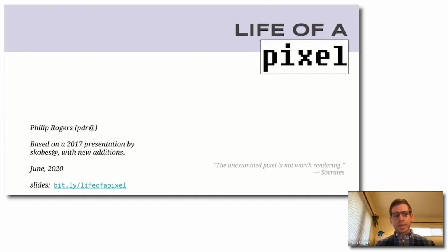So my name is Philip, and I'm the TL of the Paint team within the rendering team. And I've been at Chrome for about 8 years. And as I hope this talk shows, there are a lot of interesting computer science and software engineering problems in rendering. So we have about 45 minutes to cover 45 milliseconds. So let's get started.